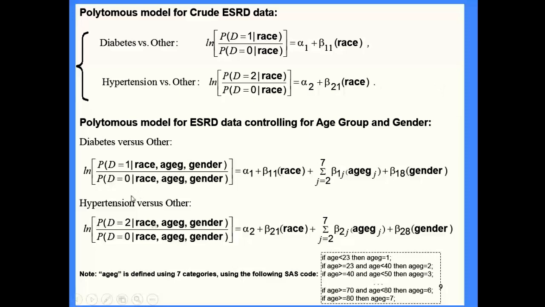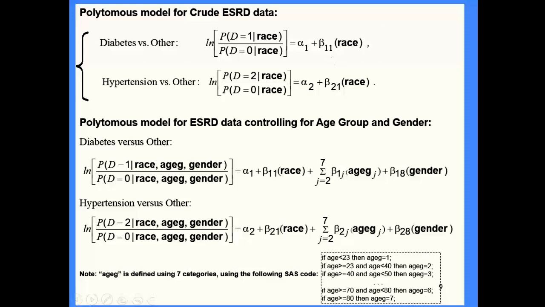Now, if you were going to fit this model using a program, whatever it is, what's the formula for the effect of race on the outcome, in this case diabetes versus other? What's the formula for the odds ratio for the effect of race for this component? It's e to the beta 1,1, just like it was here. Is the e to the beta 1,1 for this model going to be the same as the e to the beta 1,1 for this model?